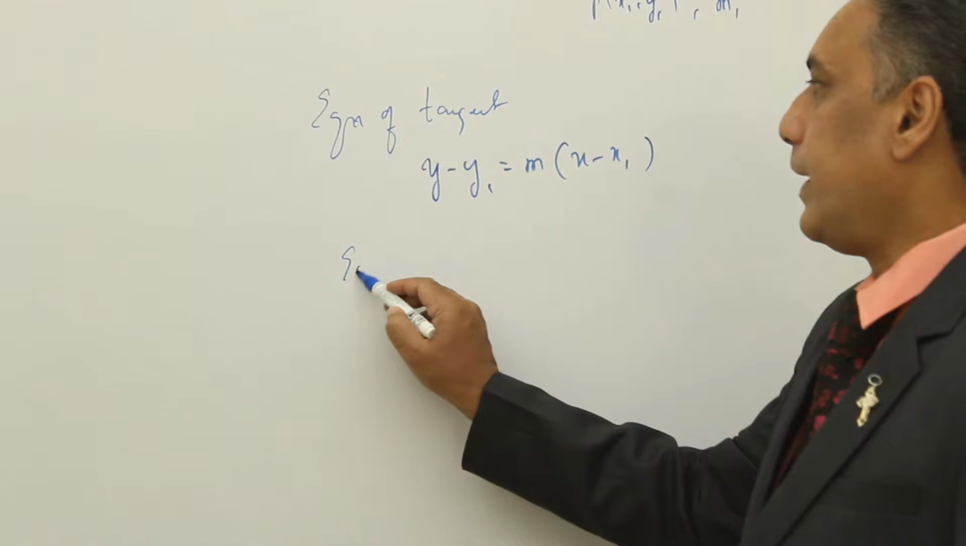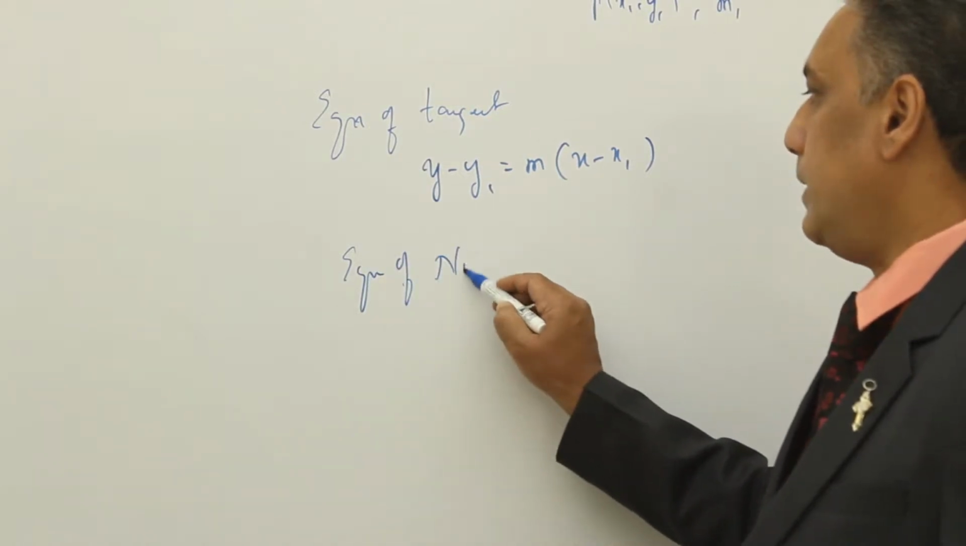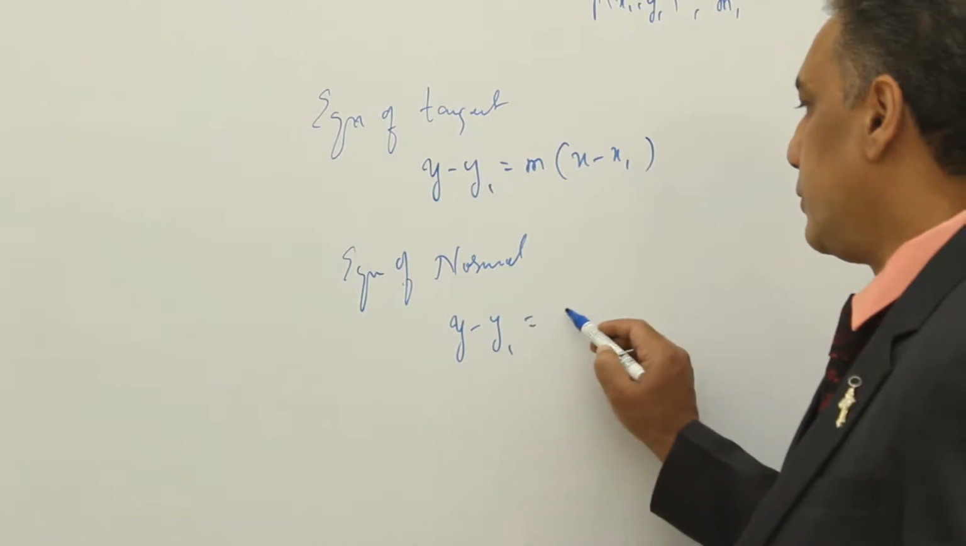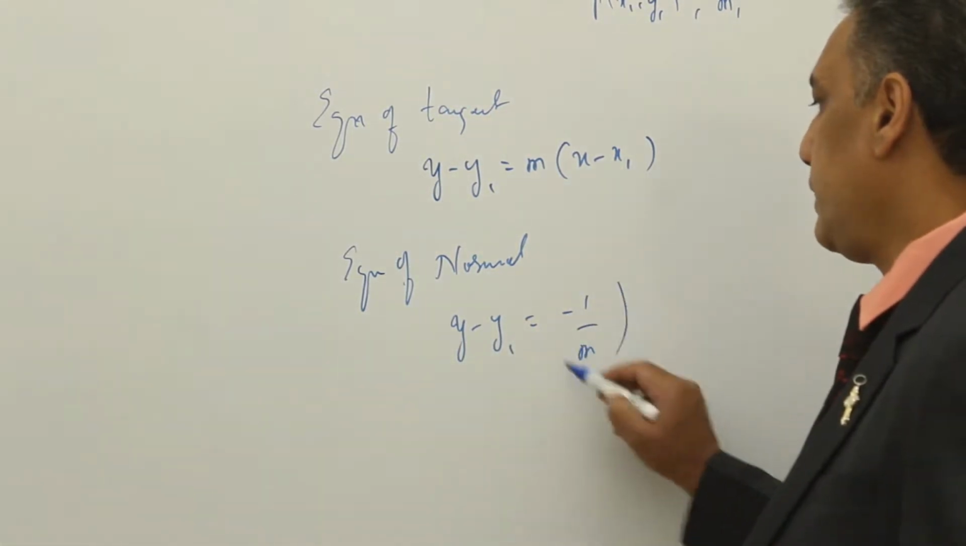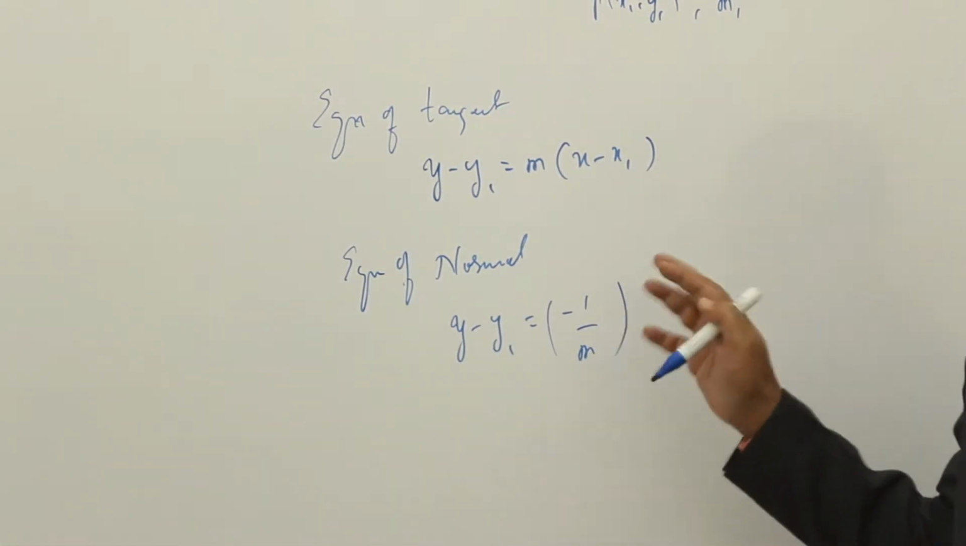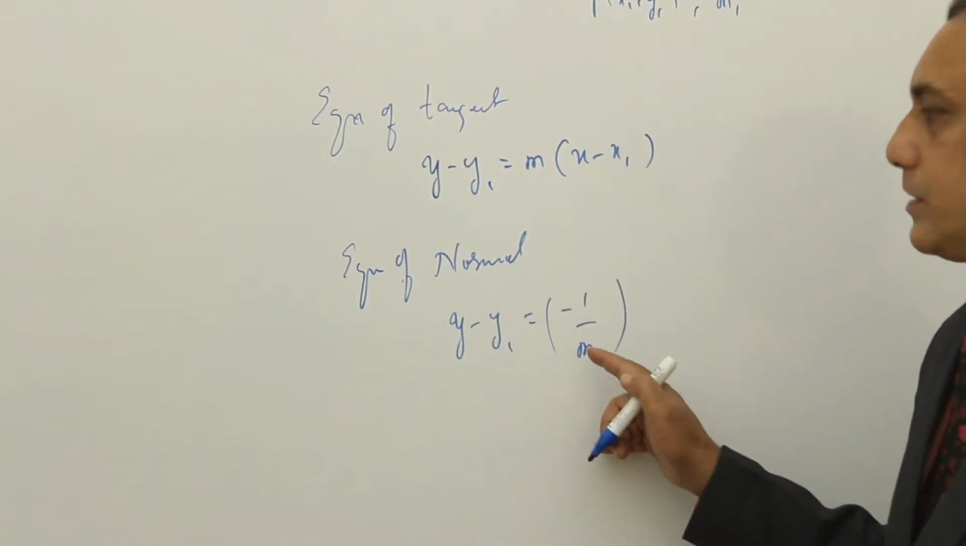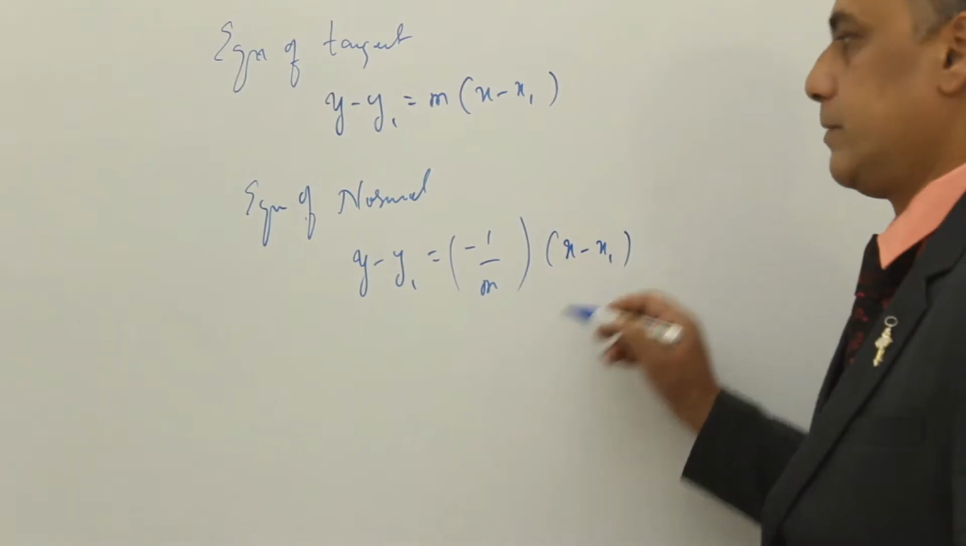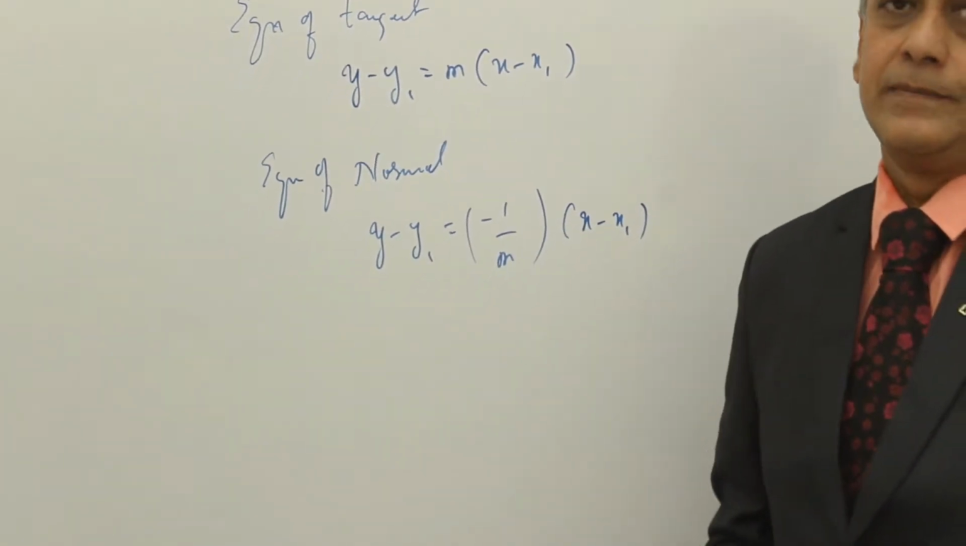If you want to find the equation of the normal, then it will become y minus y1 is equal to minus 1 divided by m, the negative of the reciprocal of the slope of the tangent, which is nothing but the slope of the normal, into x minus x1. So this is what you will be getting.